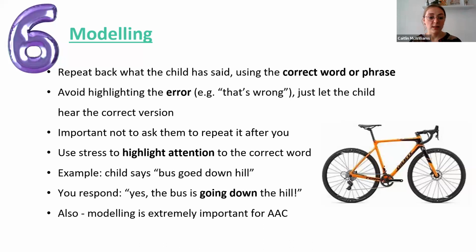So if the child says the bus goes down the hill, you might respond, yes, the bus is going down the hill. And the picture of the bike is to say that we don't give people bikes and expect them to know how to ride it straight away. So we need to be providing that model and that instruction all the time.